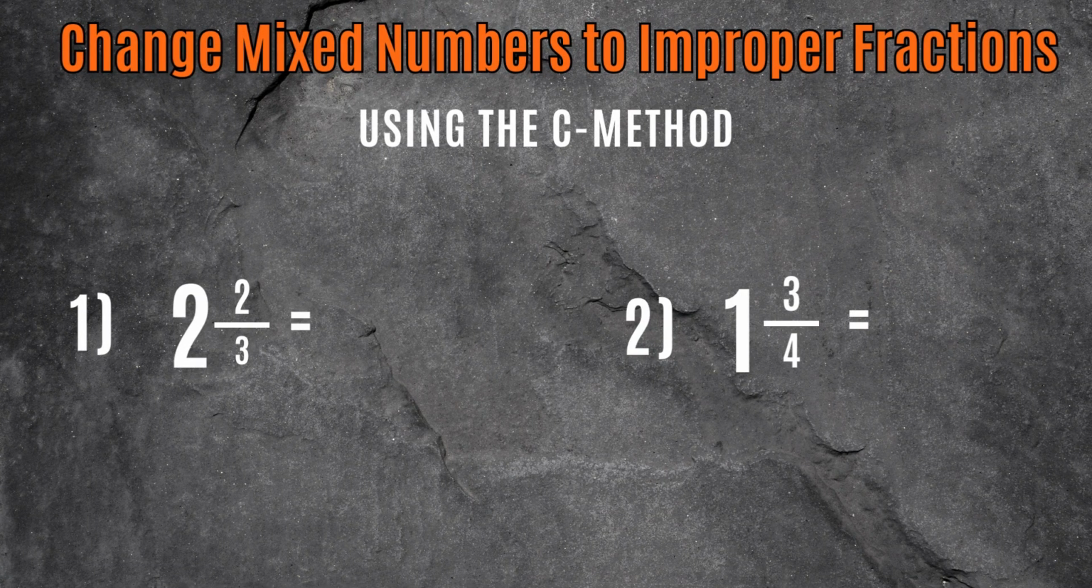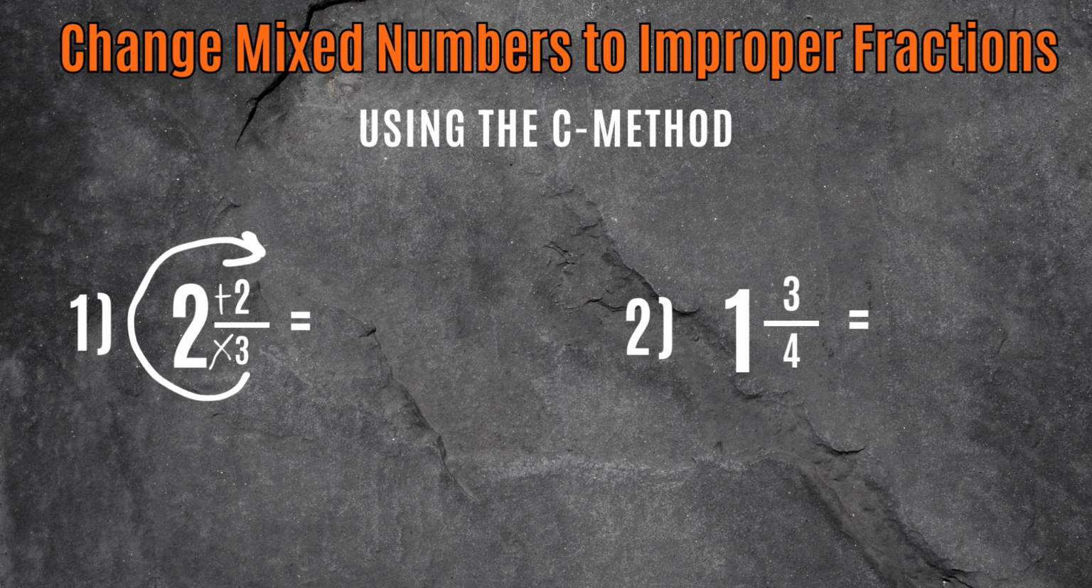In this video, we are going to learn about how to change a mixed number to improper fractions. We're going to use a method called the C method to complete this. The C method begins with the denominator times the whole number. Then you take that answer and you add your numerator. You're then going to transfer that information to your new numerator. And your original denominator in the original mixed number is going to stay the same in the improper fraction as well. Let's get started with number 1.